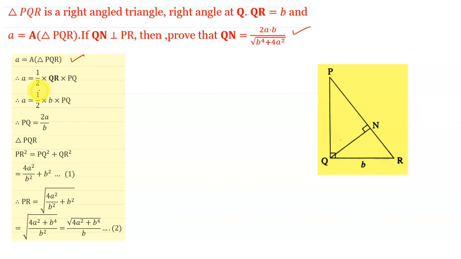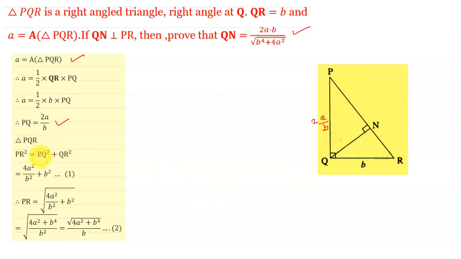Therefore, A is equal to 1 upon 2. To find the area of the triangle PQR, this QR is the base and PQ is the height. Therefore, A is equal to 1 upon 2 B into PQ. Therefore, PQ is equal to 2A upon B. Next, we consider the triangle PQR.